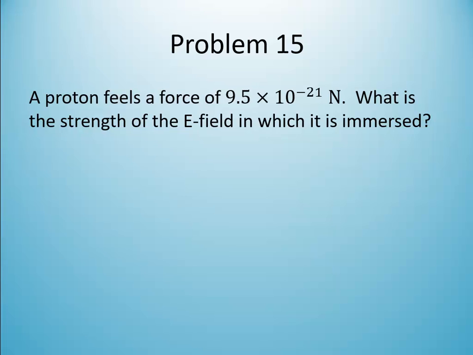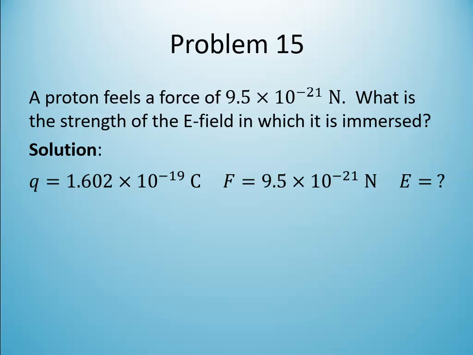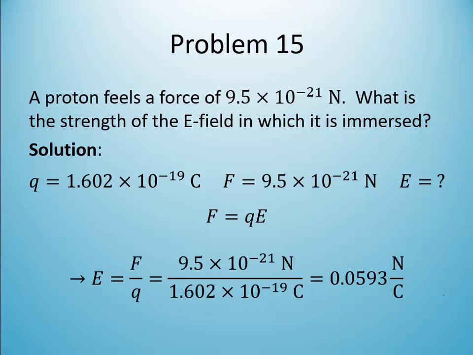Now, another problem that was assigned: a proton feels a force of 9.5 times 10 to the minus 21 newtons. So what's the strength of the electric field in which it's immersed? So we have our givens, and the force due to an electric field on a particular charge is F equals QE, because remember that's just the definition of the electric field, force per unit charge. So plug in the numbers and you get 0.0593 newtons per Coulomb.